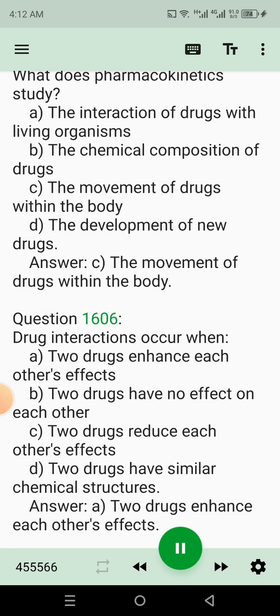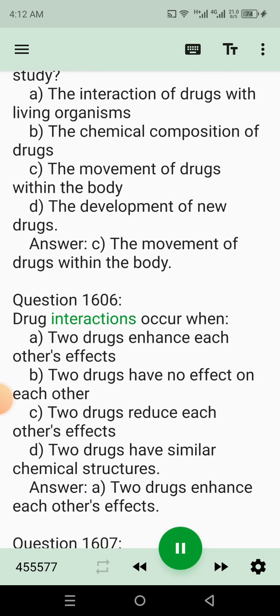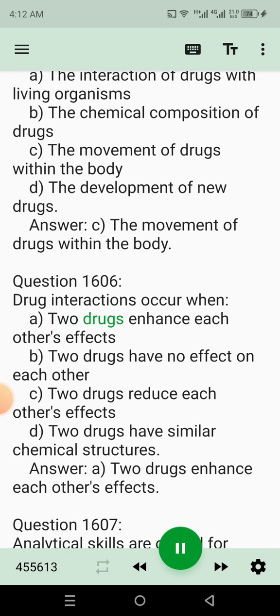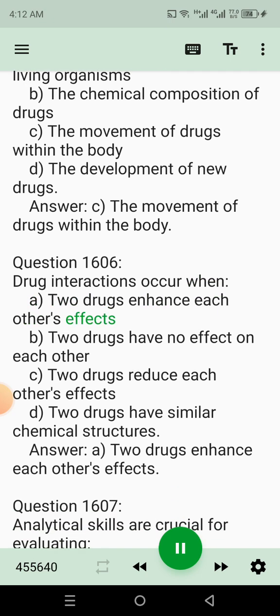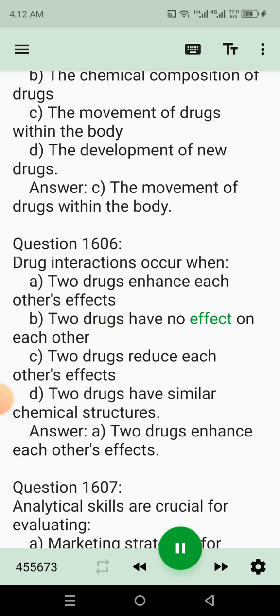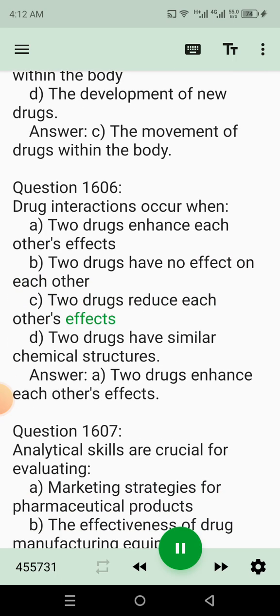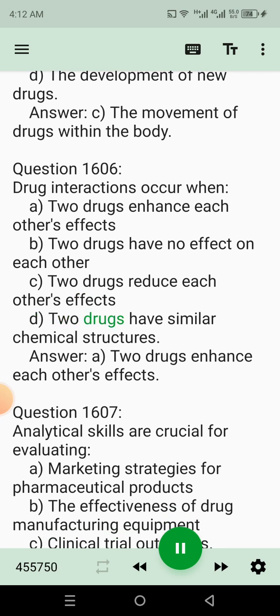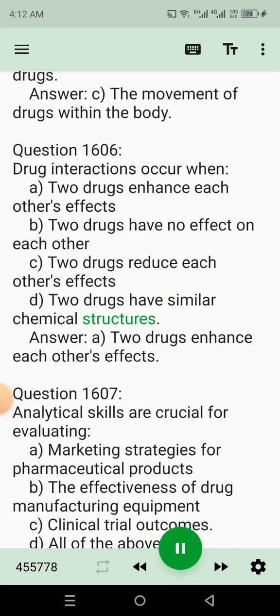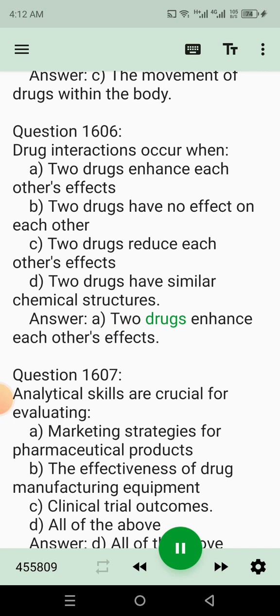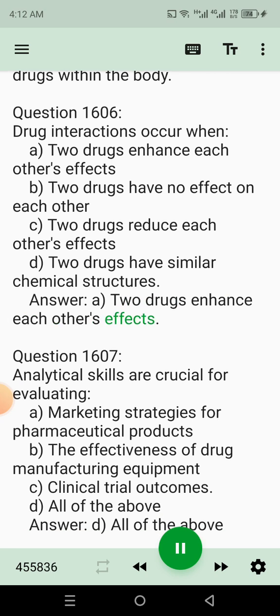Question 1606. Drug interactions occur when: A. Two drugs enhance each other's effects. B. Two drugs have no effect on each other. C. Two drugs reduce each other's effects. D. Two drugs have similar chemical structures. Answer: A. Two drugs enhance each other's effects.